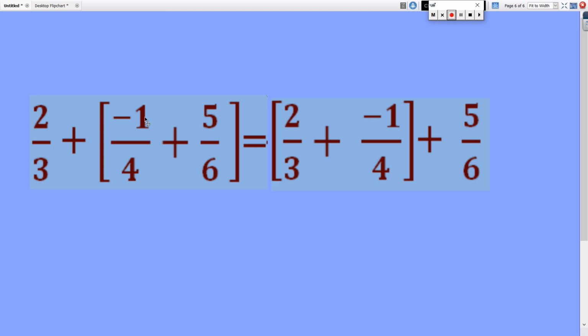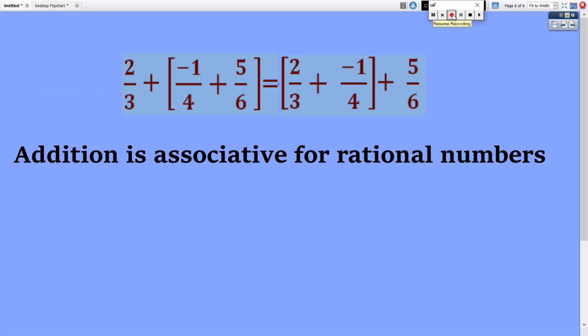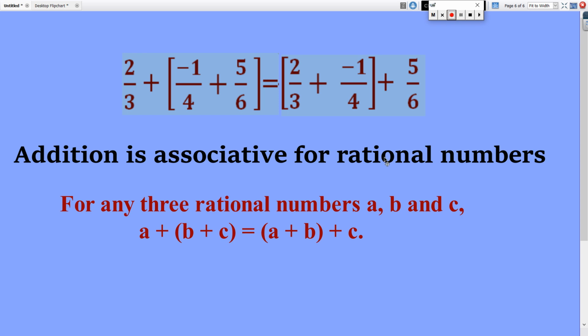2 by 3 plus (negative 1 by 4 plus 5 by 6) is equal to (2 by 3 plus negative 1 by 4) plus 5 by 6. This property we can call associative property, and we can say addition is associative for rational numbers. If A, B, C are three rational numbers, then we can say for any three rational numbers A, B and C, A plus (B plus C) is equal to (A plus B) plus C.